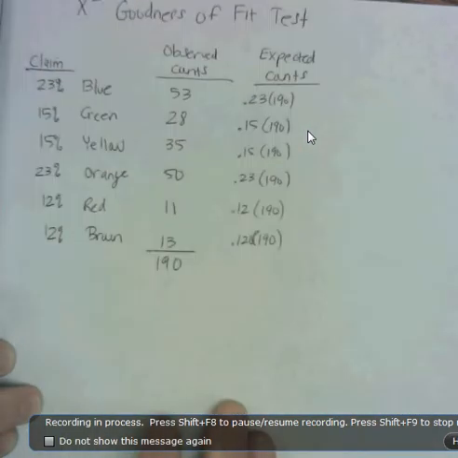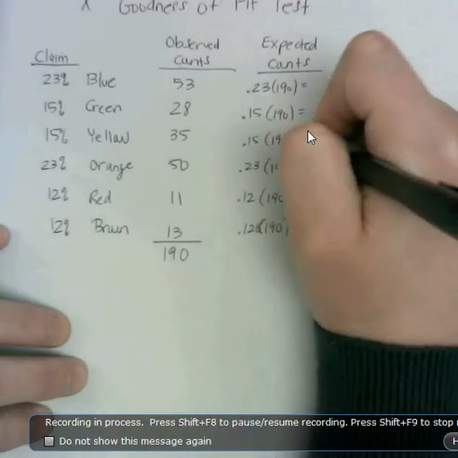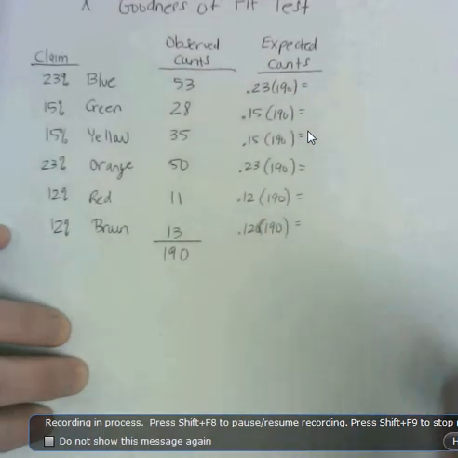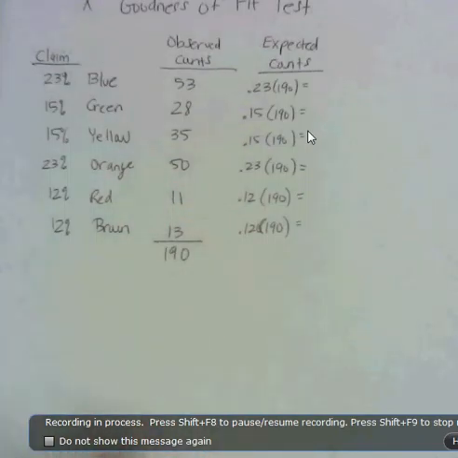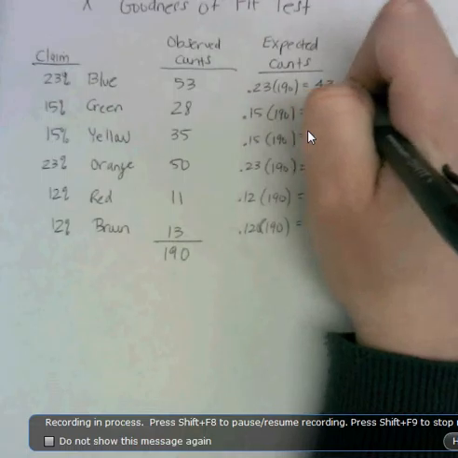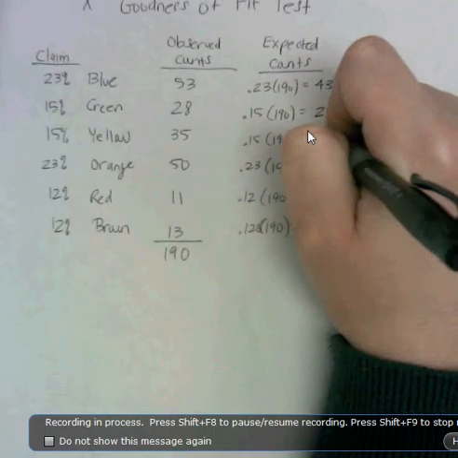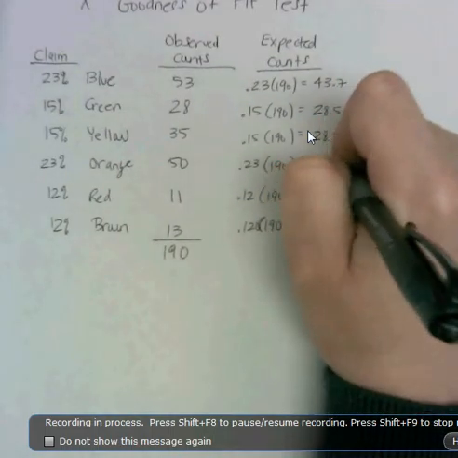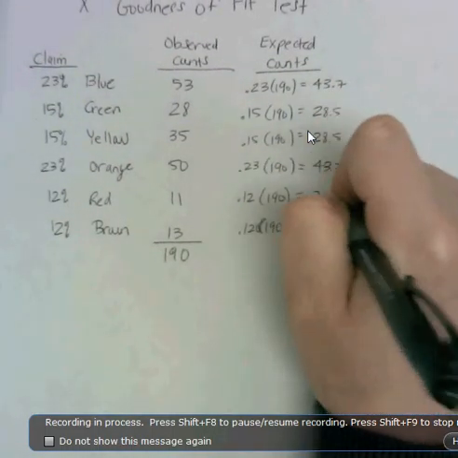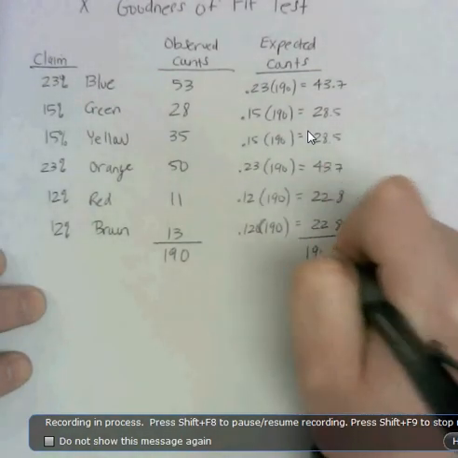Okay, and you don't have to write this. You do have to show this expected column, but I want you to see for your notes where this is coming from, because if anything gets messed up, it's usually right here. And so when I take these and multiply them, I'm going to get the expected counts. So this will be 43.7, 28.5, 28.5, 43.7, 22.8, and 22.8, for a total of 190.